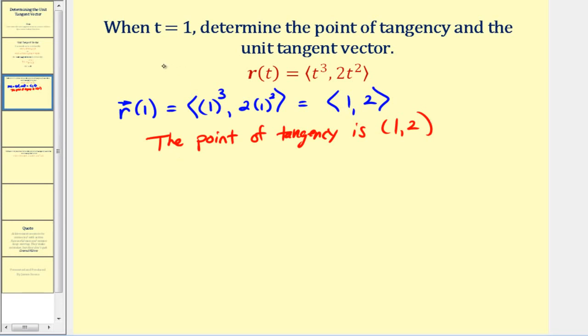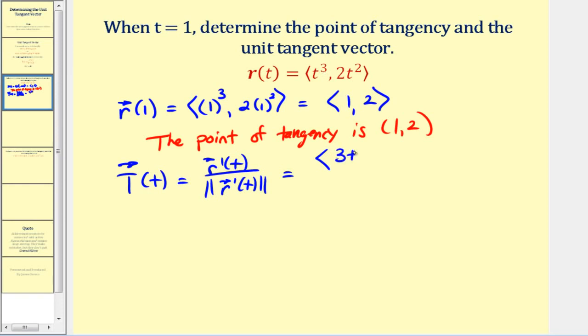So now to determine the unit tangent vector at t equals 1, we need to first find the unit tangent vector valued function, which is equal to the derivative of r divided by its magnitude. So r prime of t is going to be 3t squared for the x component and 4t for the y component. And now we need to normalize this by dividing by its magnitude. So we'll divide by the square root of (3t squared) squared plus (4t) squared.